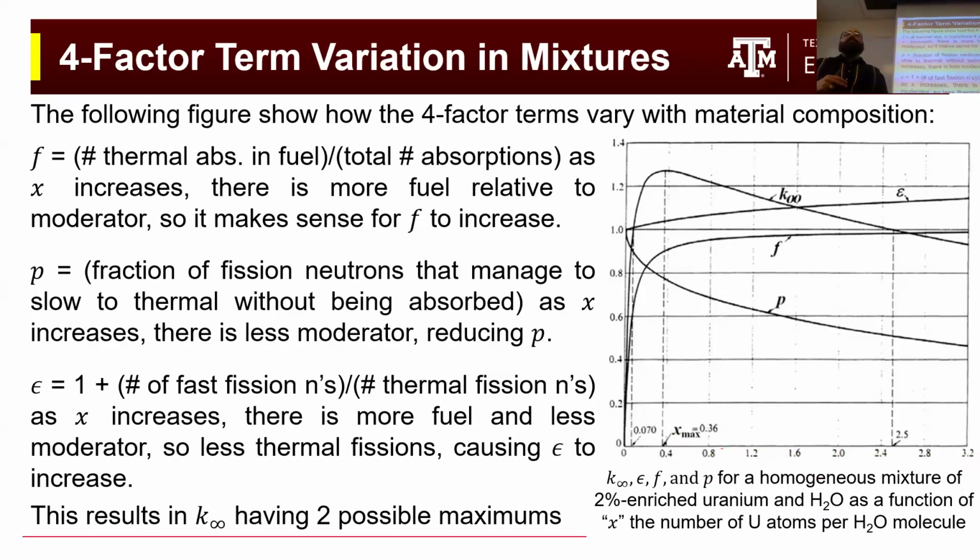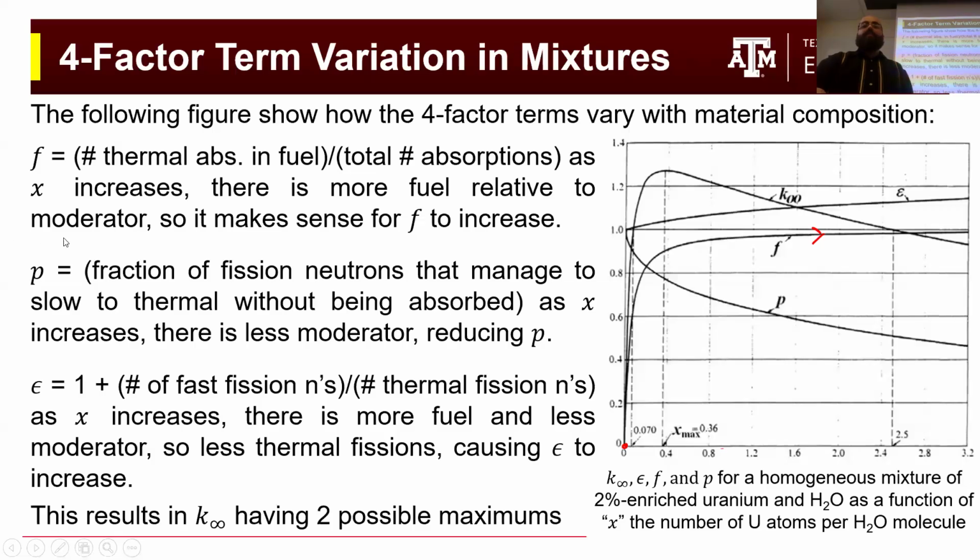So if F, the thermal utilization factor, is the number of absorptions in the fuel divided by the total number of absorptions, then notice that when x is 0, F is 0, and as x increases, F increases too. Hopefully that makes sense: as we're adding more fuel, we allow for more absorptions in the fuel. So F goes up as x goes up.